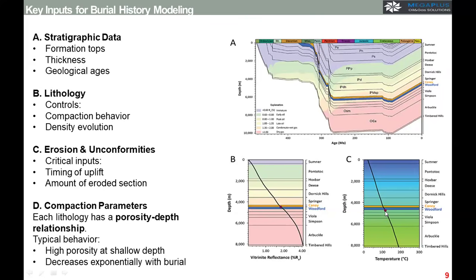Vitrinite reflectance comes from the geochemical data analysis. This is the most important one to use because it predicts the maturity accurately. In this case, we calibrated with this point. Your point should be more or less very near to your temperature and vitrinite reading recorded from your 1D model, just to build a robust 1D model which you use in the 2D and 3D, as we mentioned before.